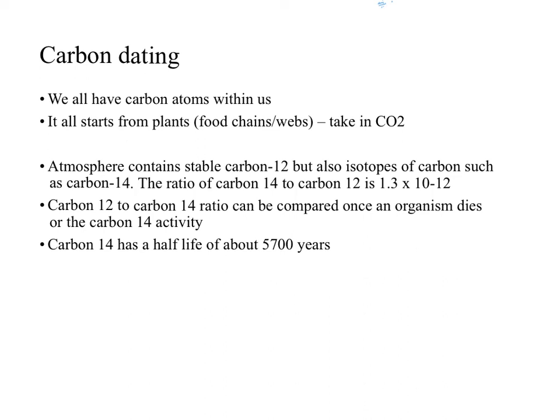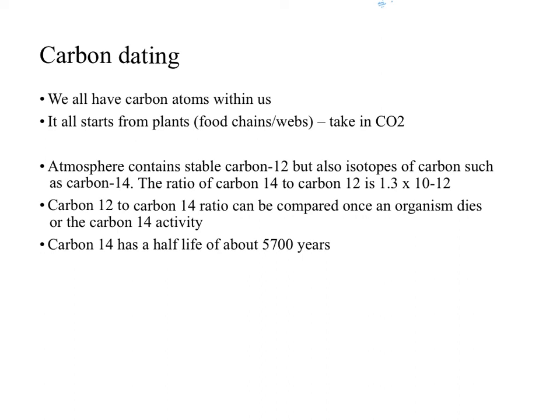And it mostly starts from plants, because plants take in carbon dioxide, where they take the carbon in, and then it goes up the food chain and the food web. So animals will eat plants that have carbon, then they will take on that carbon, and then other animals will eat those animals and they will take in that carbon, and so on and so forth.